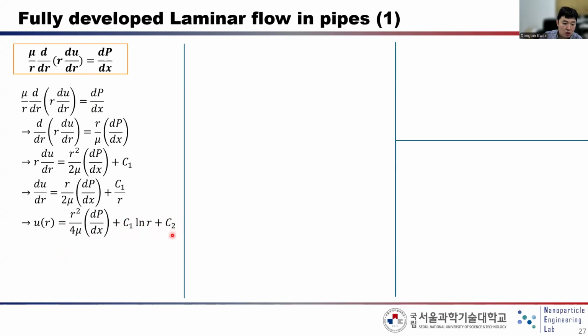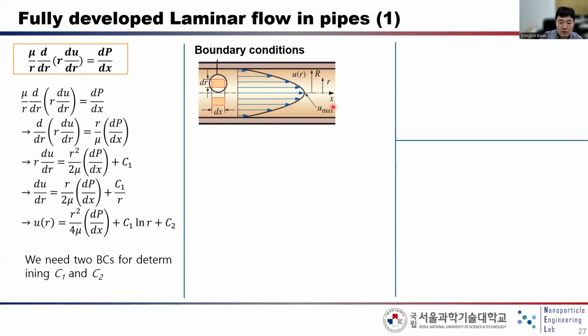To determine these two constant values, C1 and C2, we need two boundary conditions. Looking at this diagram, we can first assume that at the center, at the axis, the upper part and bottom part are exactly symmetric. This means that in the velocity profile at this point, the gradient is zero, so this part should be zero at r equals zero.